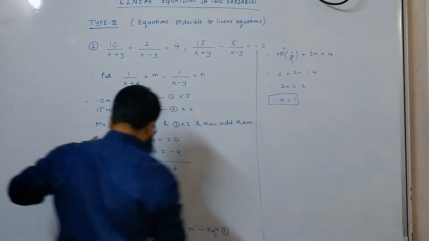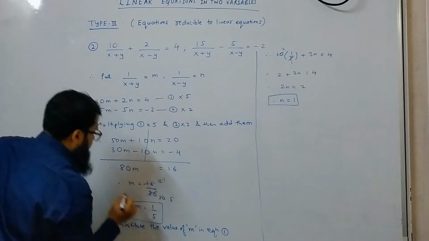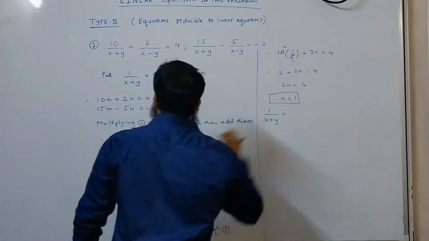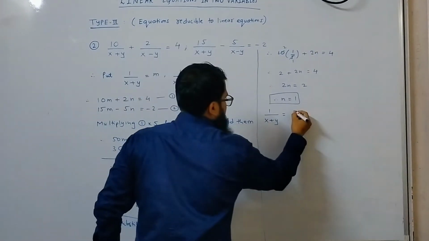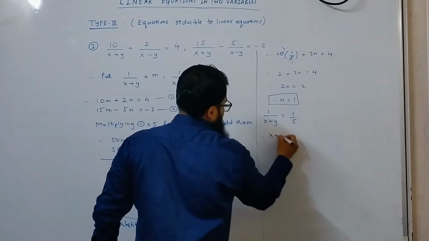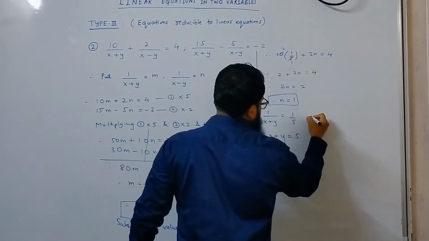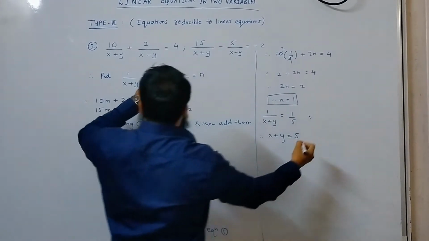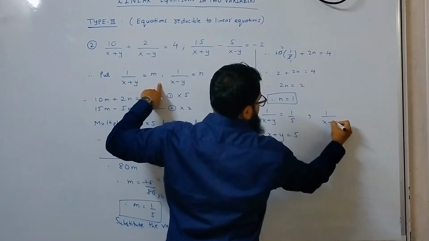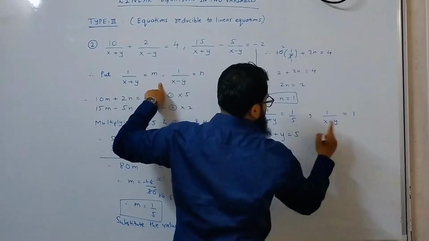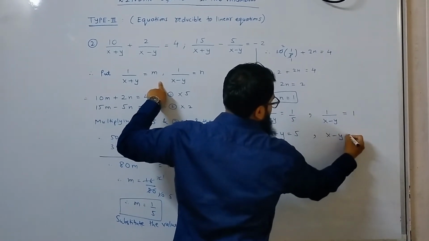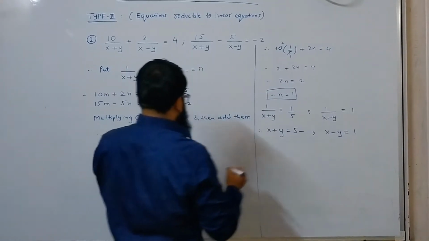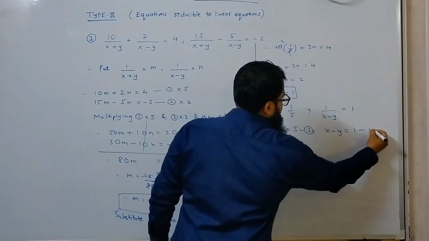Okay, you got n. Now you know what is m. 1 by x plus y is m, and m is 1 by 5. Therefore, you will get x plus y equals 5. And here n is 1 by x minus y. So 1 by x minus y equals n, which is 1. Invert it, you will get x minus y equals 1. Take this as equation number 3 and take this as equation number 4.